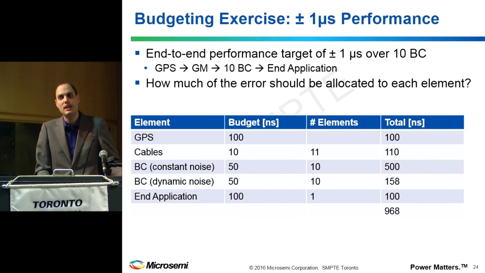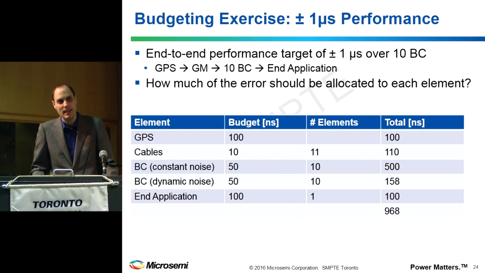I'm going to go buy a GPS receiver. I'm going to go buy a grandmaster. I now know the budget I need to have from that grandmaster vendor. I'm going to go buy some switches and routers, which are boundary clocks or repeater clocks. I now know the type of specification I need to give to my equipment manufacturer so that I can plug all these things together so that the noise error won't accumulate beyond what I need.